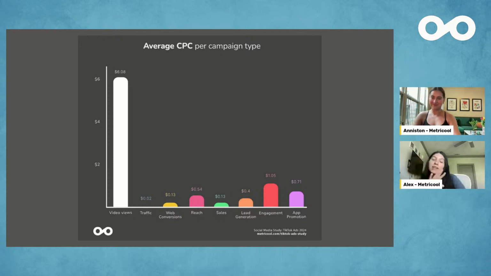Which I mean, it really just depends on your objective at the end of the day. If you're wanting to drive traffic to an outward source, more than likely what people are wanting to do, it makes sense. It's so low because more people are put out that ad.